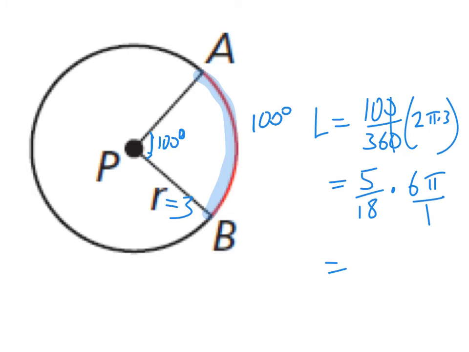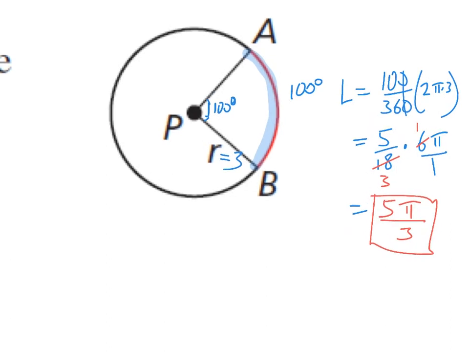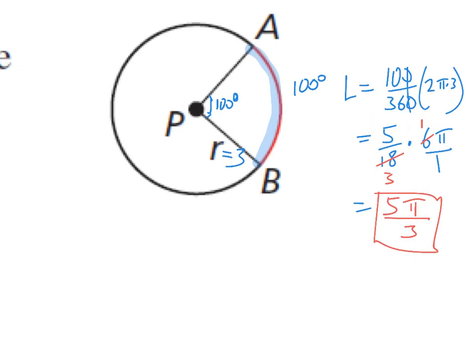We could cross cancel. I'm going to try that. 6 goes in there once. 6 goes in there 3 times. Cross canceling. Great way to do this. 5 times 1 is 5 pi over 3. Okay. So that's one way to do this. So we can say that is a fraction times 2 pi r, the circumference.